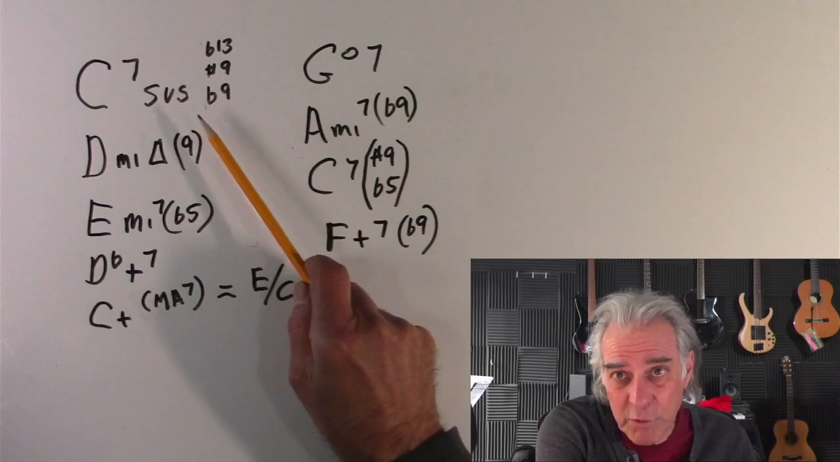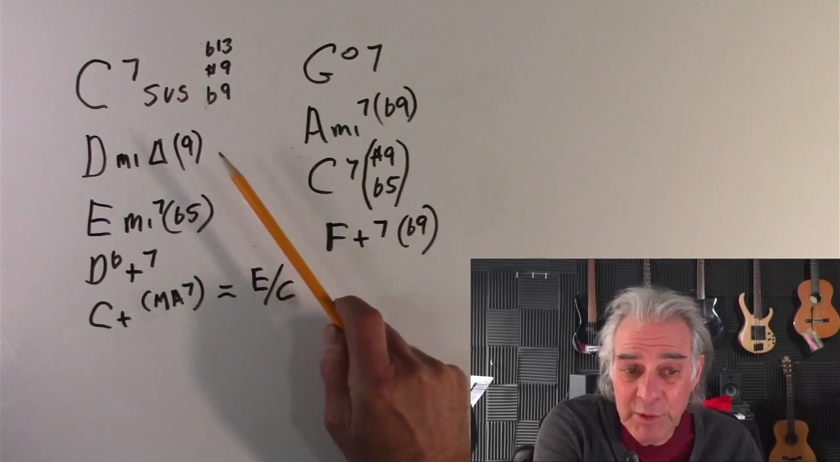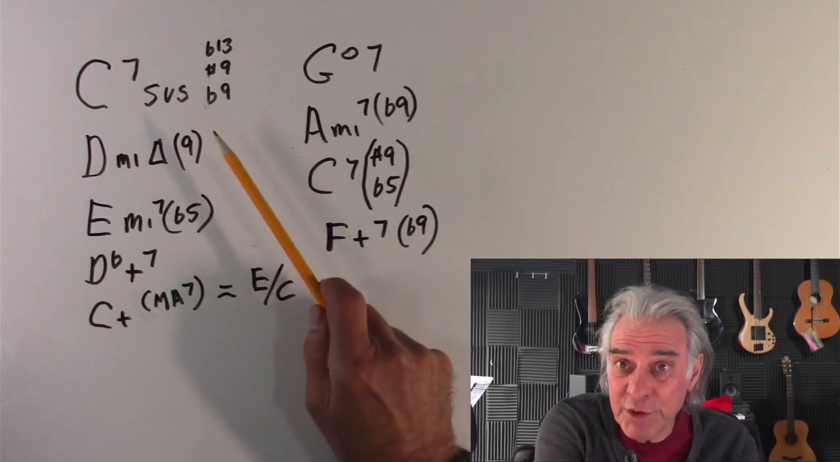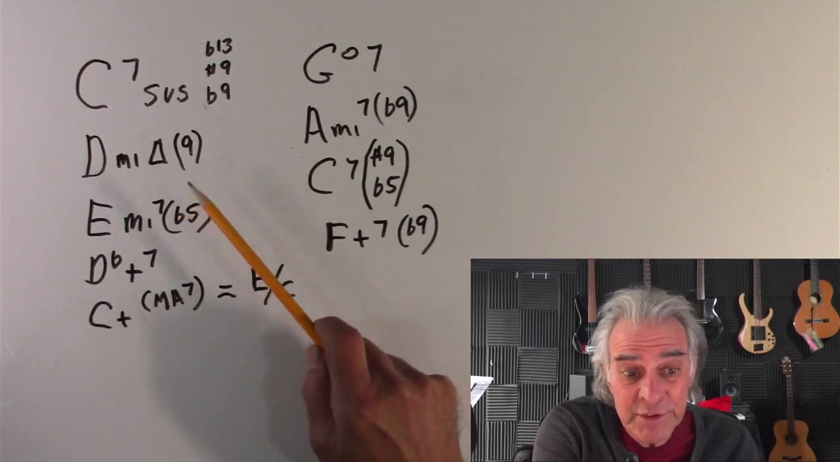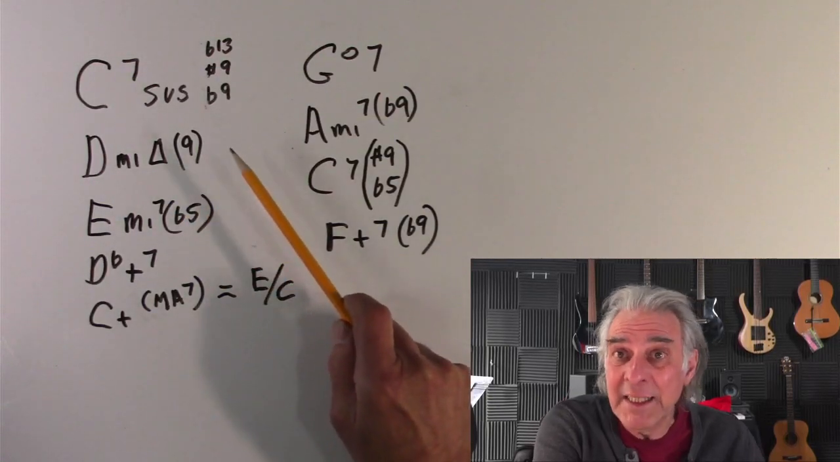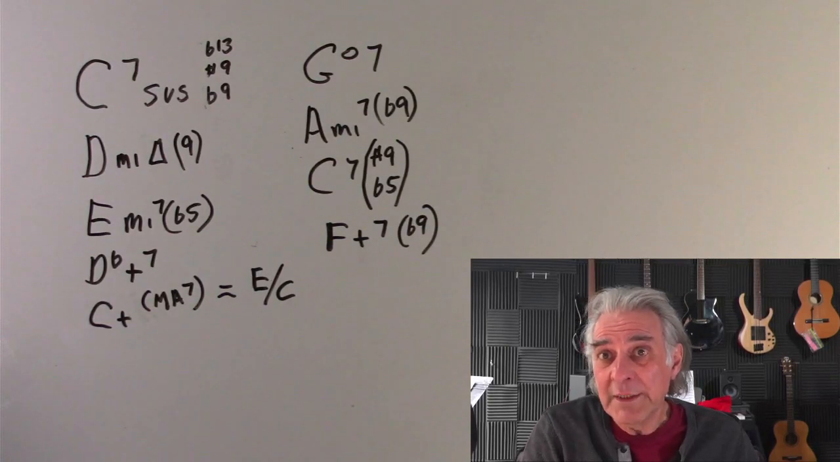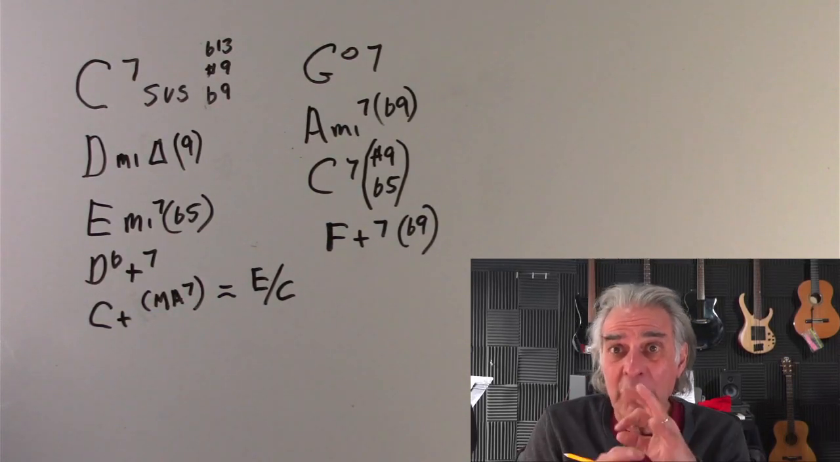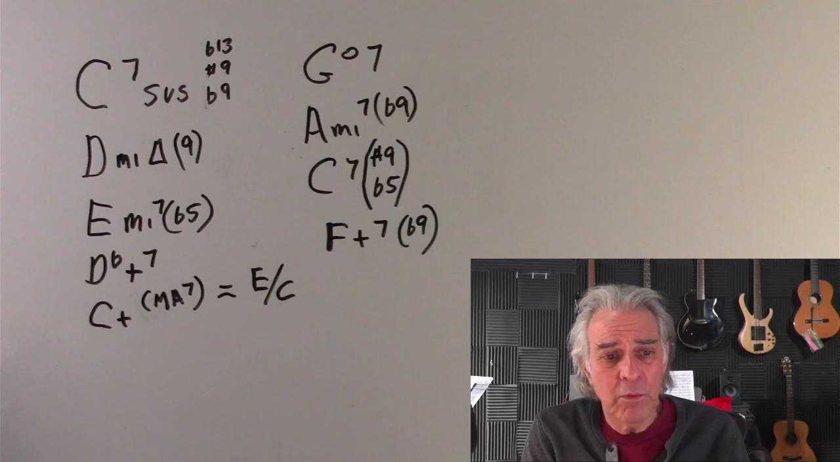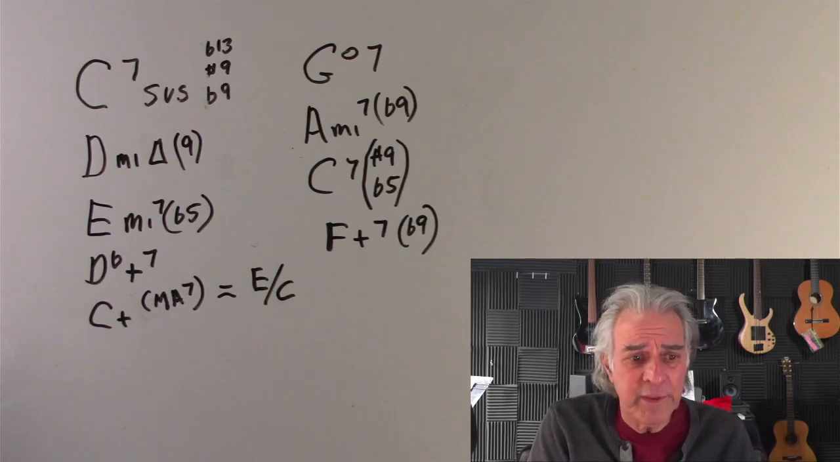The first one is the most complicated, and I want to show you simply how you would negotiate this. C7 sus with a flat 9, a sharp 9, and a flat 13. What are you going to do with that? You're sitting there with your bass or your guitar or your horn, and how do I play that? What am I going to play?